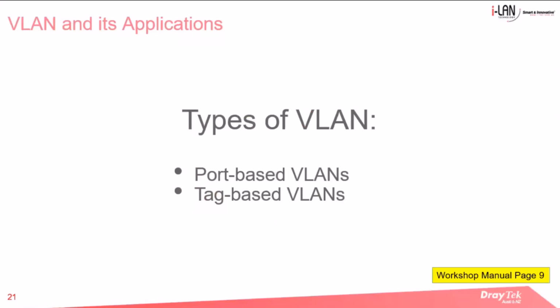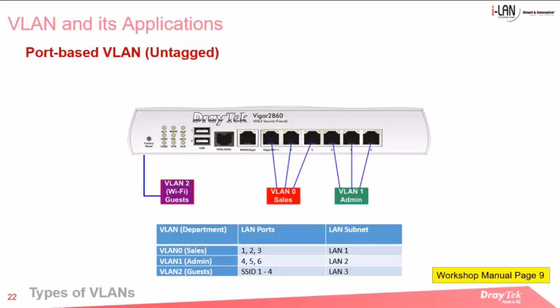All right, so in the next session we'll talk about the types of VLANs DrayTek routers offer. The two main types are the port-based VLANs and the tag-based VLANs. The first one we'll be looking at is the port-based VLANs. As shown in this diagram, you can see the VLANs are assigned to the LAN port on the router. So any devices plugged into one of these ports will be part of that VLAN.